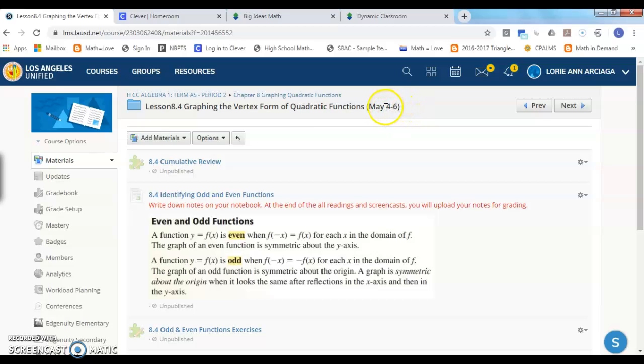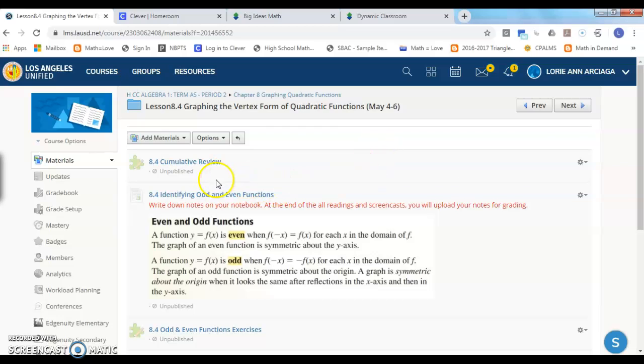So this is for May 4th through 6th. After this folder and after this date, I will upload another folder for May 7th through 8th, and that's just a short lesson on how to graph another form of quadratic function.